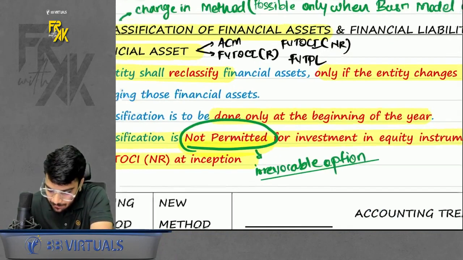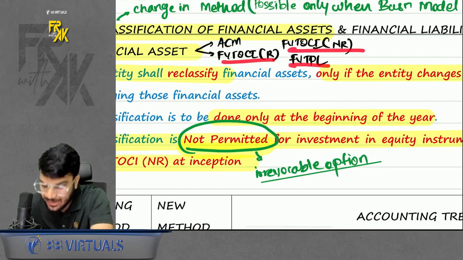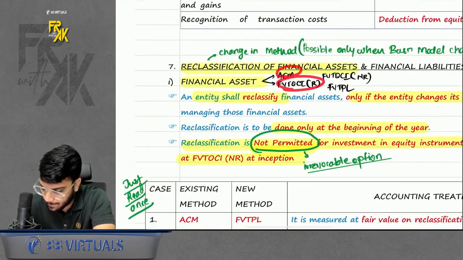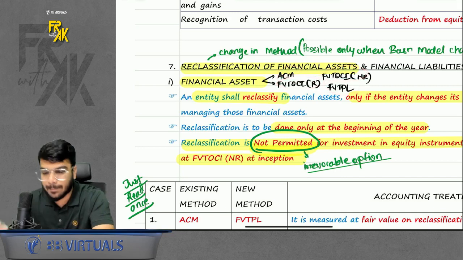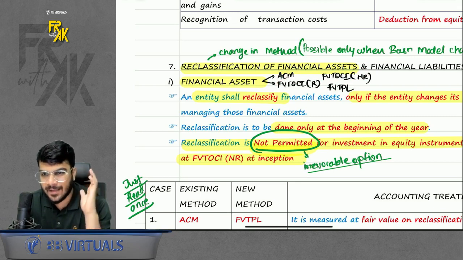Do you remember for financial asset which methods we had? We had ACM, FVT OCI R, FVT PL, and FVT OCI NR. Which method do we choose? Is it the choice of the company? The answer is no. It depends on the outcome of two tests, the business model test and the CCFC test.